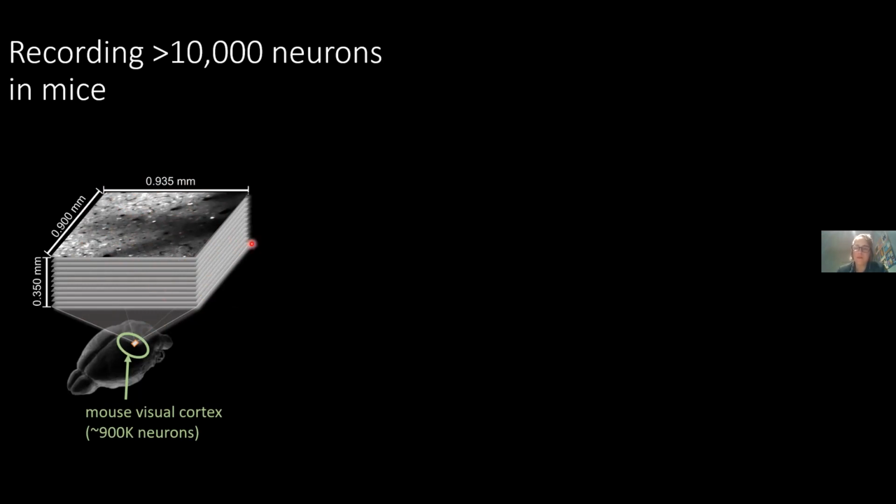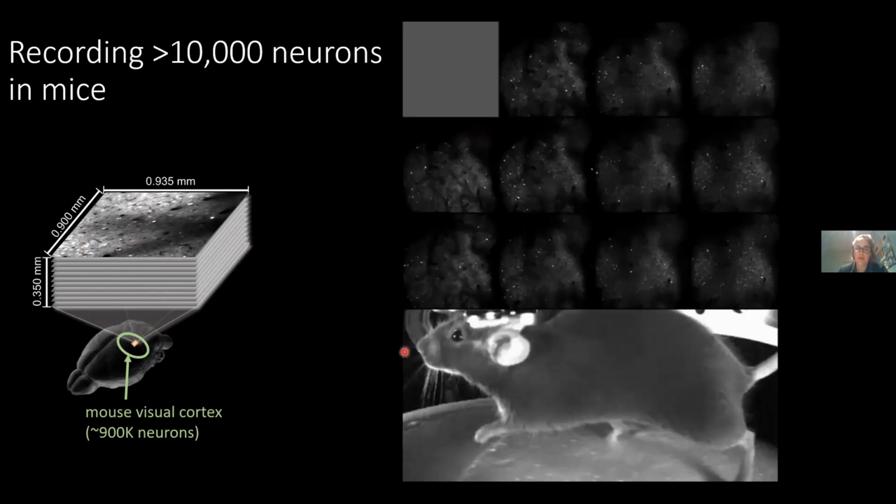And so what does one of these recordings look like? Here on the bottom, you'll see what the mouse looks like when it's hooked up to the microscope. It's free to run on this air floating ball, you'll see. Each of these squares here is a plane. And in the upper left, you're going to see the images that we selected from ImageNet that the mouse is seeing on a screen in front of it.